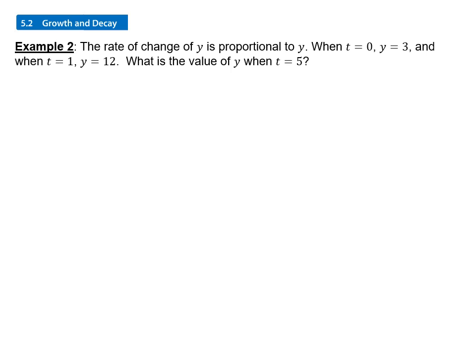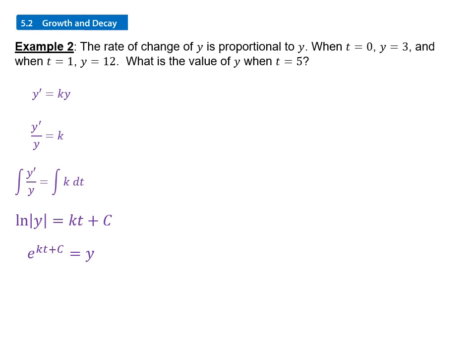The rate of change of y is proportional to y. So that means y prime is proportional to y, means y prime equals ky. When t equals 0, y equals 3, and when t equals 1, y equals 12. What is the value when t equals 5? So separate your variables. y prime over y equals k. Integrate both sides. So that's the left side's natural log of y. On the right equals kt plus c. Rewrite as an exponential. e to the kt plus c equals y. Since that's always positive, y can't be negative.